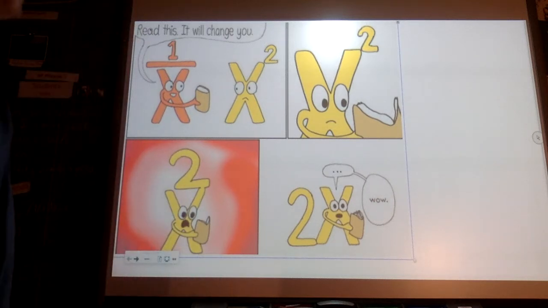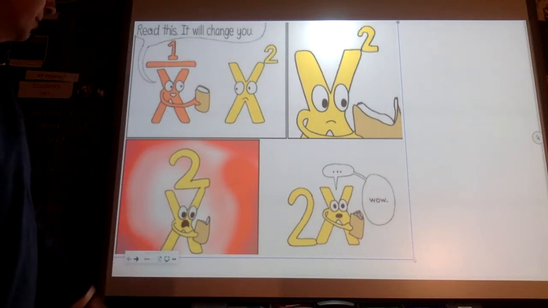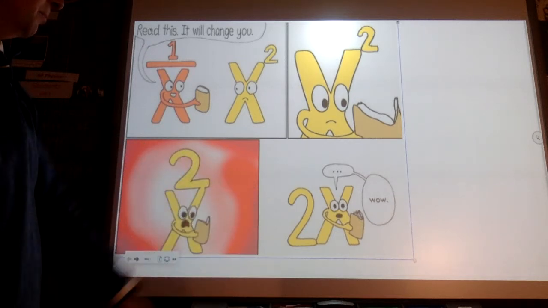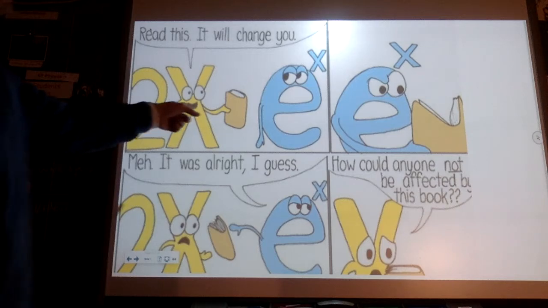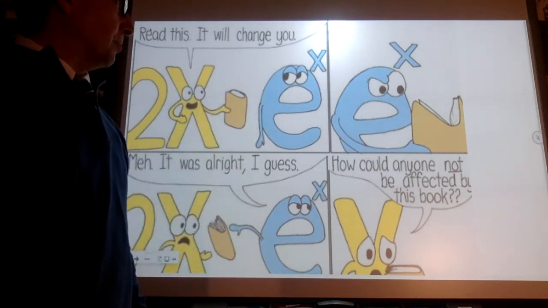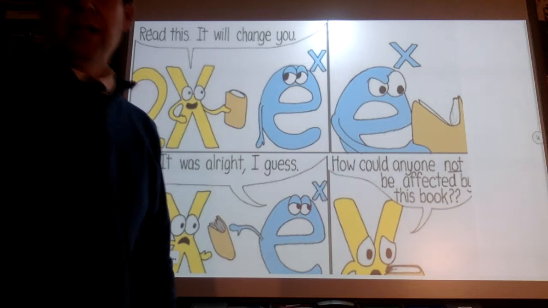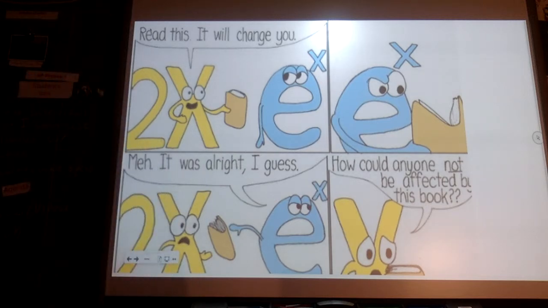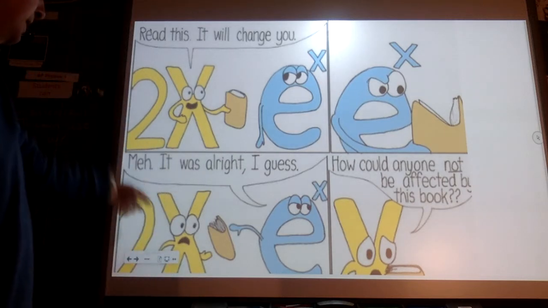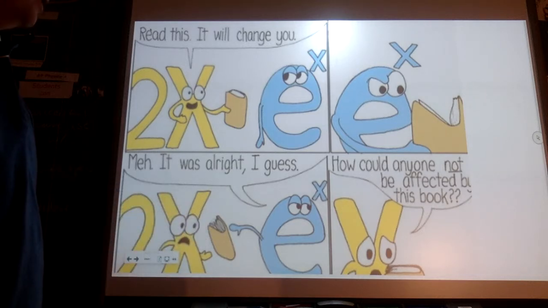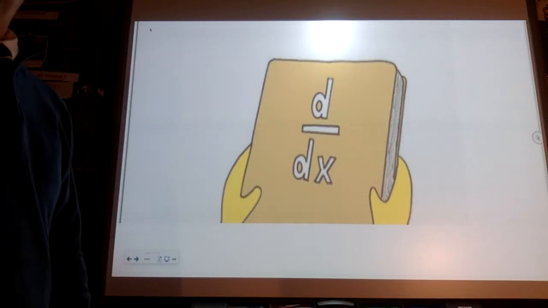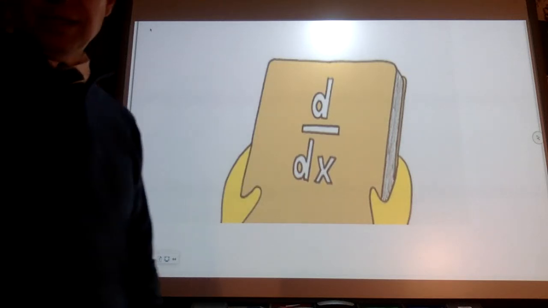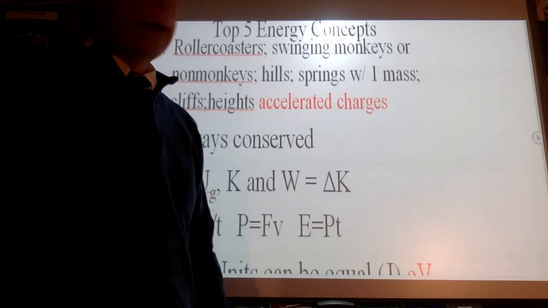Start with this comic. Read this. It'll change you. 1 over x, we have x squared. Reads it and becomes 2x. Then we have 2x. Passes the book on to E, tells him it'll change him. E changes it, and it didn't change it. And it said, how can anyone not be affected by this book? It's a derivative. That's a physics joke, or a calculus joke.